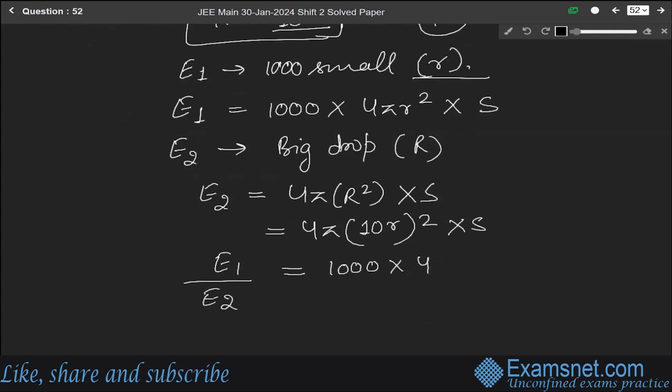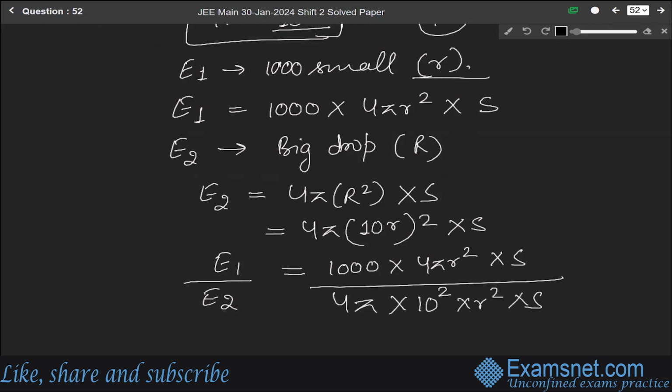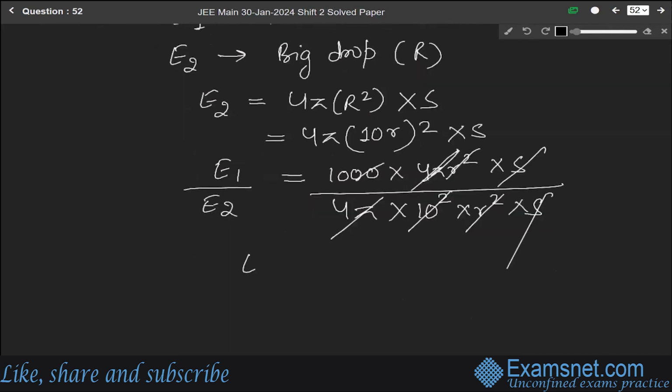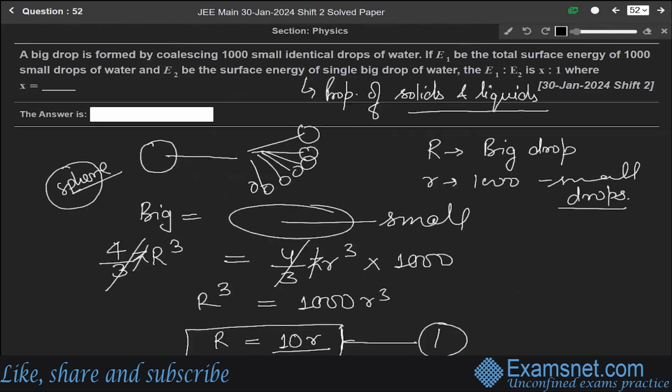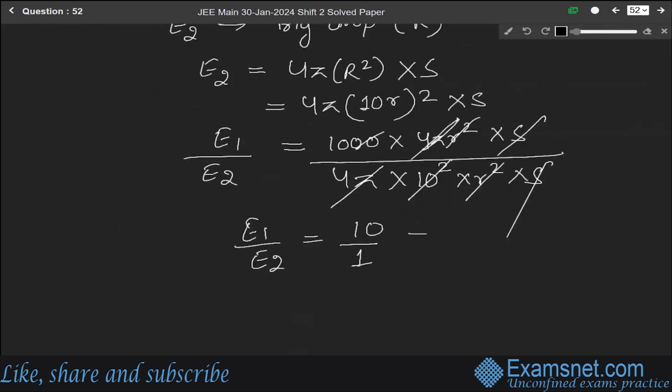So E1 by E2 will be equal to 1000 into 4 pi r square into S over 4 pi into 10 power 2 into r square into S. S cancels out, r square cancels, 4 pi cancels, and 10 raised to the power 2 means 100, so the two zeros cancel. So E1 over E2 will be equal to 10 over 1. Now comparing this with the given statement, x ratio 1 means x over 1. So the value of x is 10. This is our final answer.